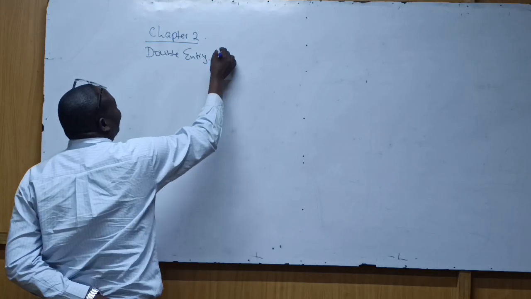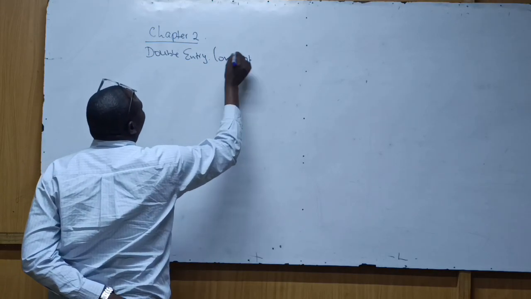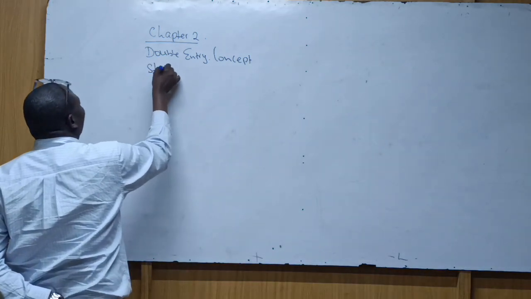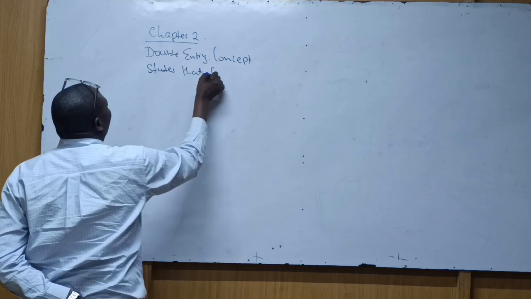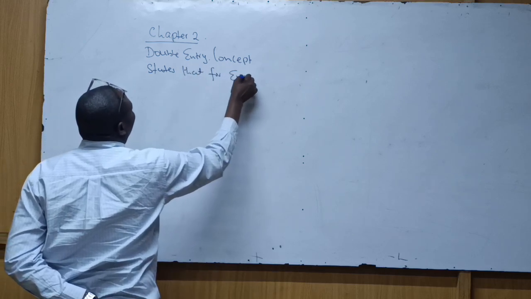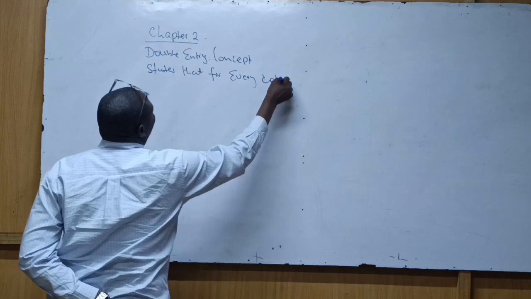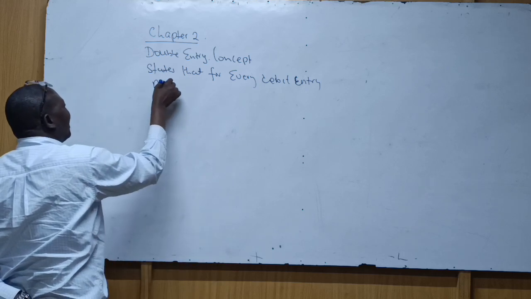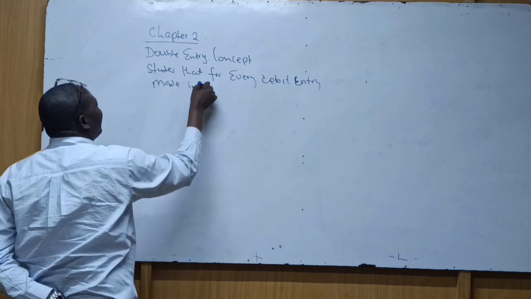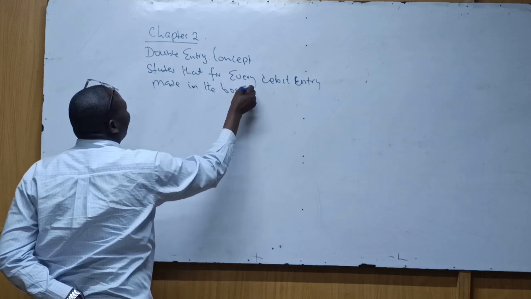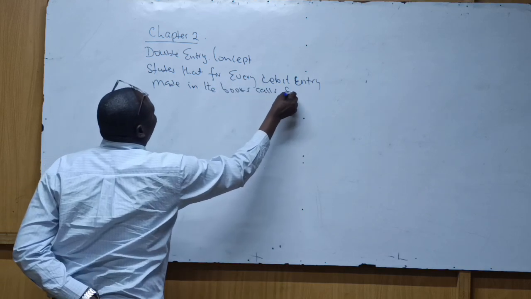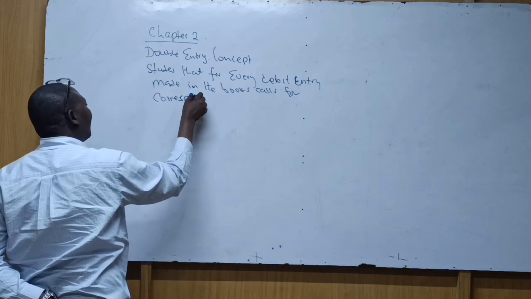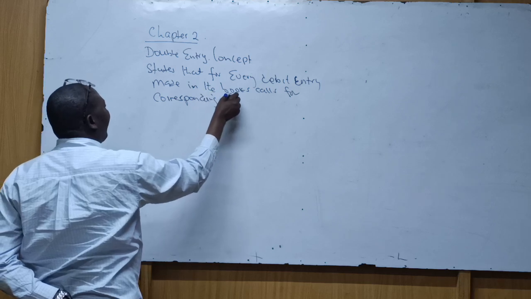Discussing double entry concept. The double entry concept states that for every debit entry made in the books of accounts, it calls for a corresponding credit entry.